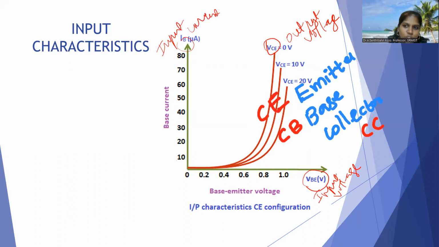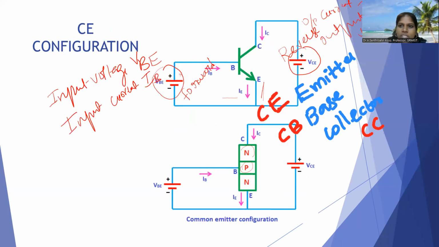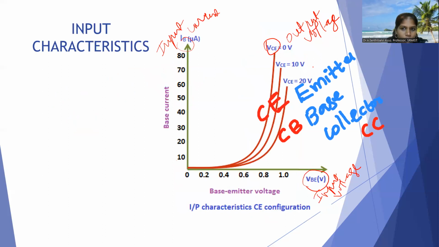At that time, we should maintain the output voltage as a constant. What is the output voltage? VCE is the output voltage. So we are making the output voltage a constant value. If you plot a graph between input voltage and input current, we will get a graph like this.